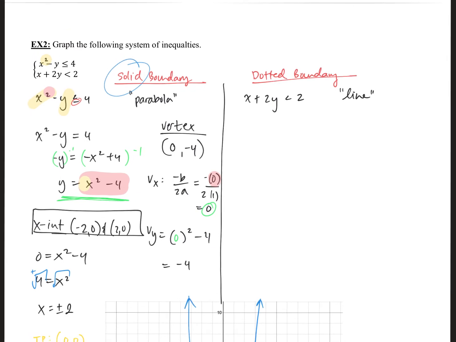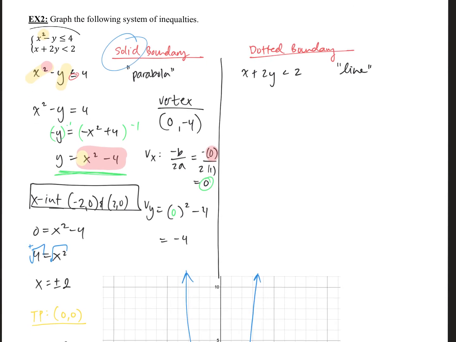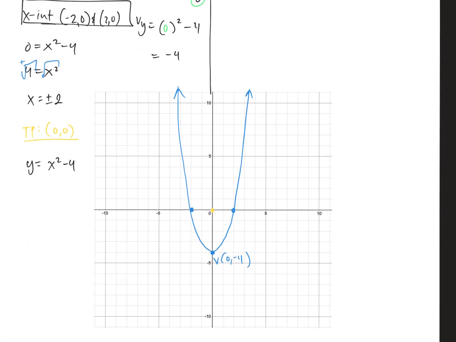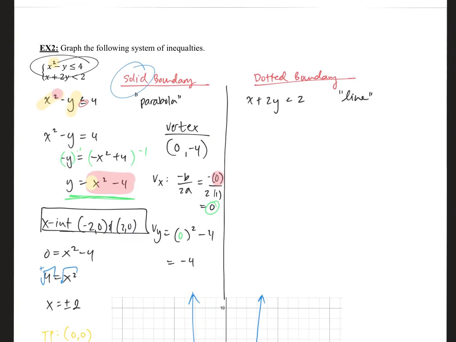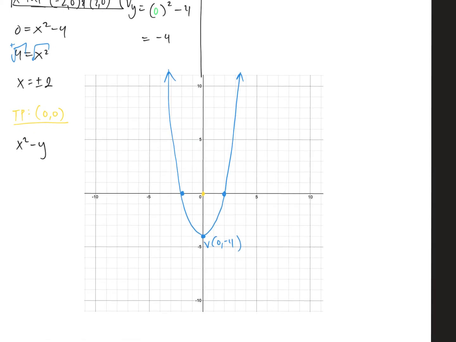Oops, sorry, no. That should be x squared minus y. I'm going to use the original. It's a better idea to use the original. So that's x squared minus y less than or equal to 4.